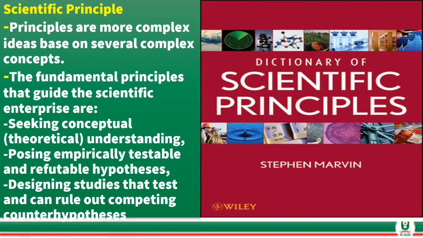We also have what we call scientific principles. Simple principles are more complex ideas based on several concepts. So the fundamental principles that guide the scientific enterprise, we're trying to give an example of scientific principle now. Seeking conceptual understanding, or we call it theoretical understanding, is a principle in science. Posing empirically testable and refutable hypotheses. You get that now? Empirically testable and refutable hypotheses. So that is part of science. So you don't just come and put up a fact. They must follow these scientific principles. Designing studies that test and can rule out competing, counter hypotheses. So this is just a brief explanation.